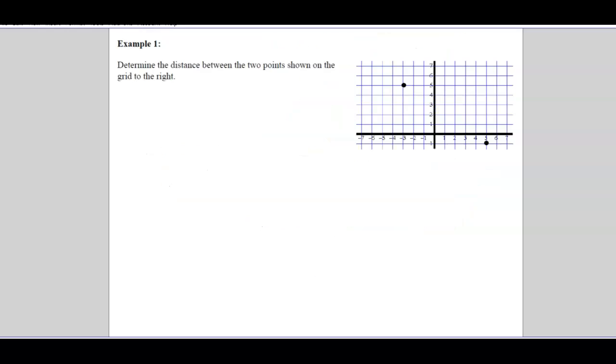Let's look at some examples. Determine the distance between the 2 points shown on the grid to the right. Now, if they're on a grid, you don't have to use the formula. You could draw a right triangle and count them up.